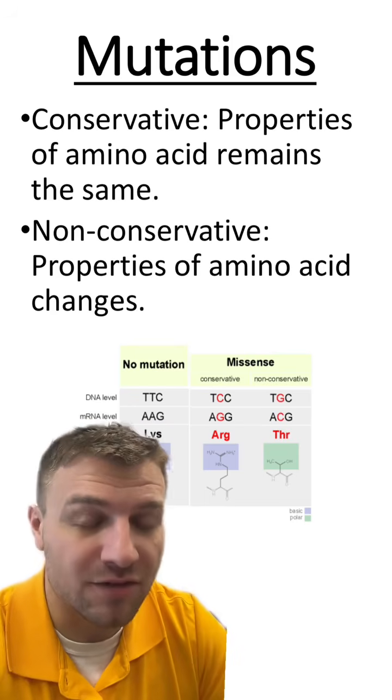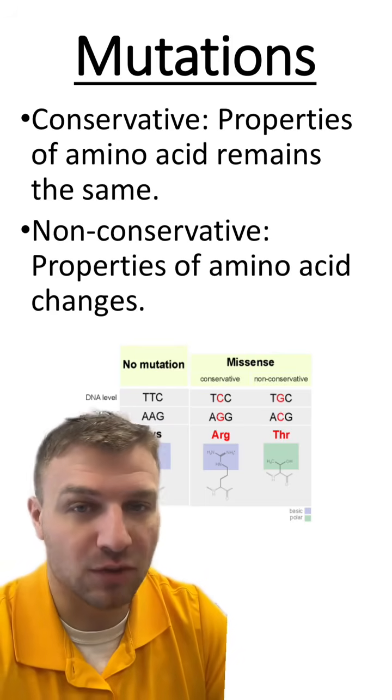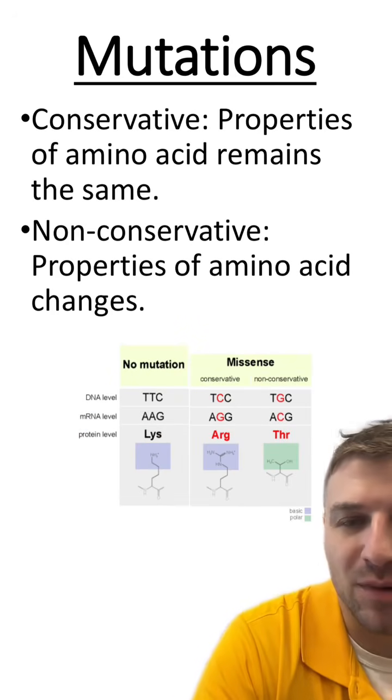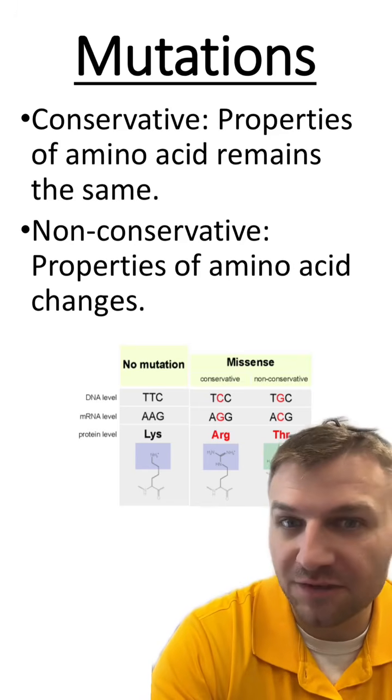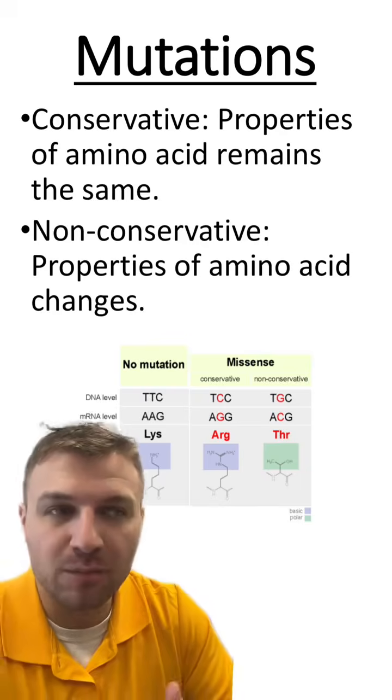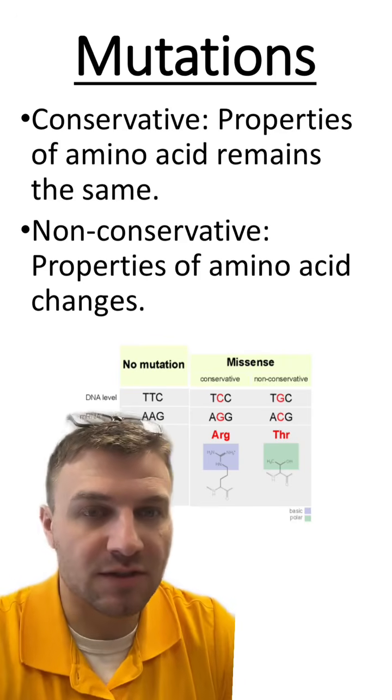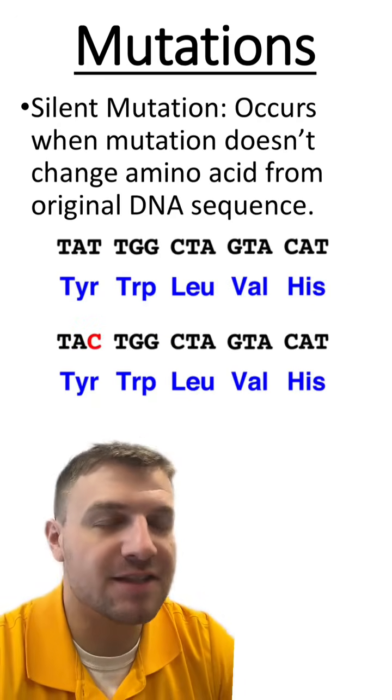In a non-conservative mutation, the properties of the amino acid will change. Threonine here has a different property than lysine, which means that's probably going to make the protein fold a little bit differently than if lysine was there. However, both of these are types of missense mutations. Our next type of missense mutation is a silent mutation.